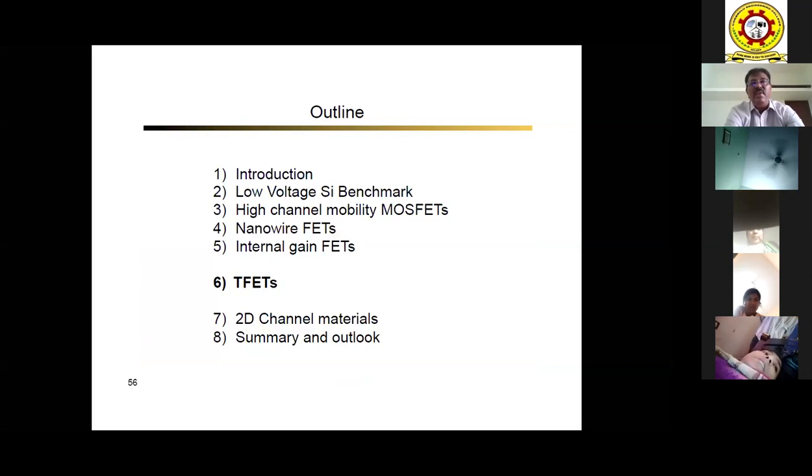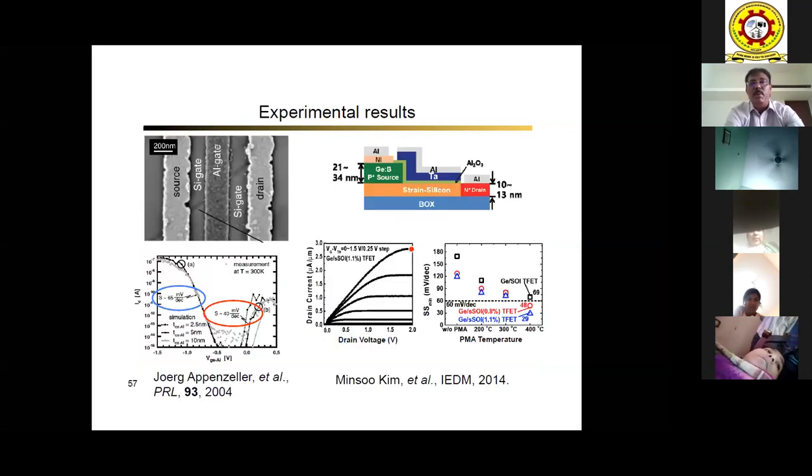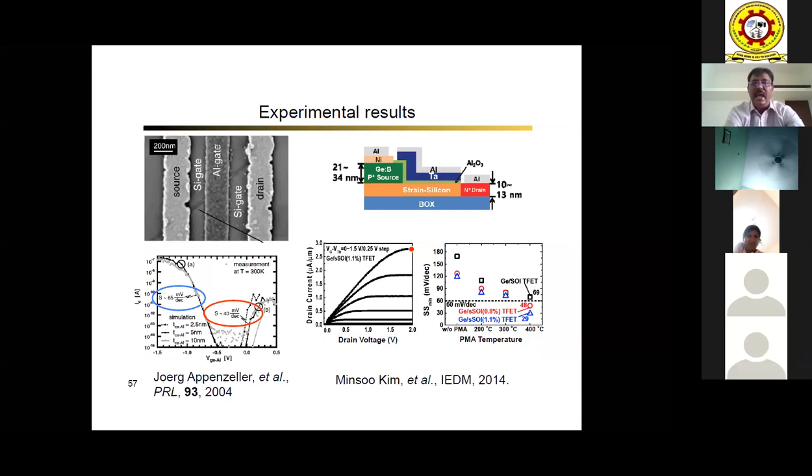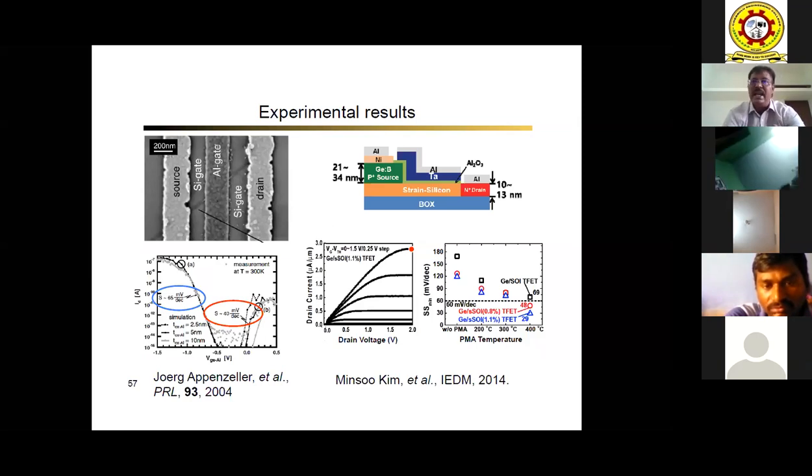Tunneling field effect transistors, actually, you have one combination of P, I, and N. I is the intrinsic semiconductor, P is the P-type semiconductor, and N is the N-type semiconductor. So here what we do is dopings are varied. When I apply the gate voltage at the gate terminal, the valence band of your source and the conduction band of your intrinsic material come closer to each other.